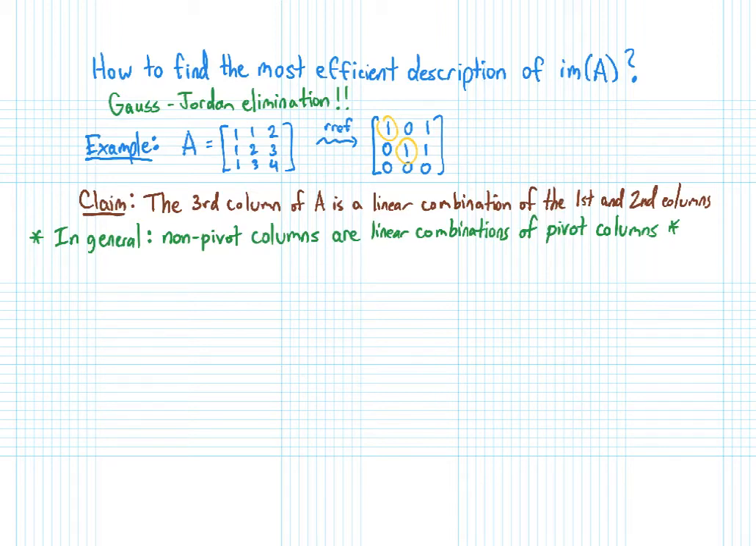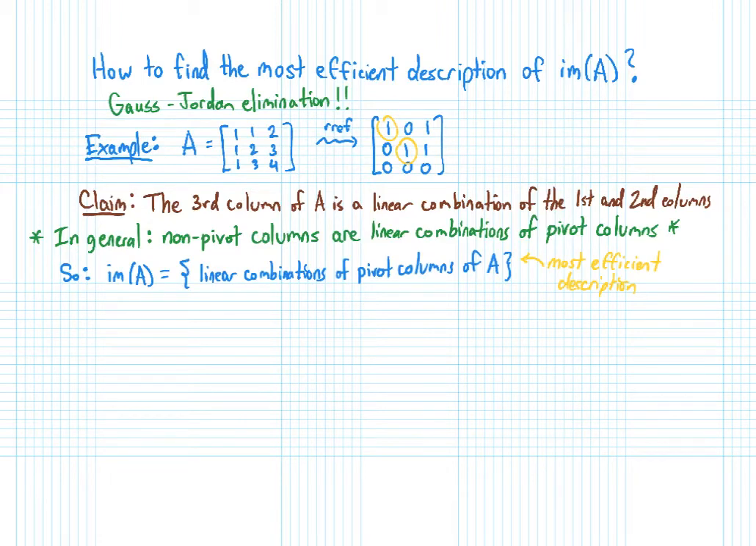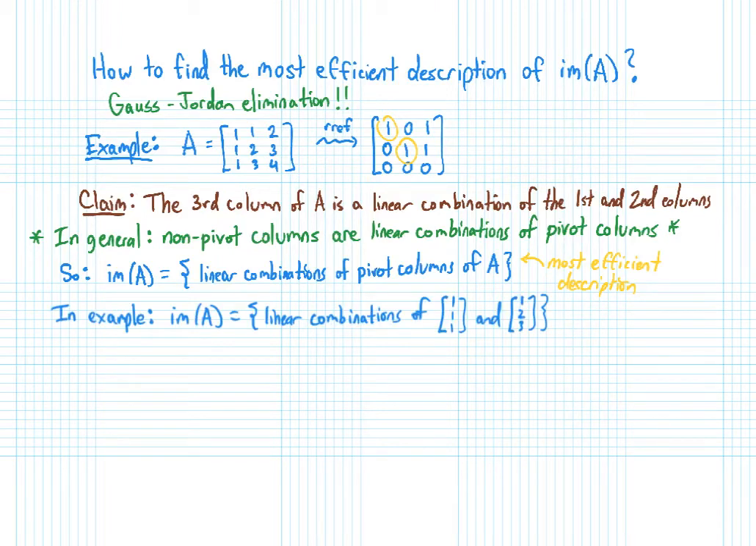So I'll give some explanation in a second so that you can believe that this is actually true. But once you believe it's true, then this gives us a really easy way to get the most efficient description. You don't use all columns of A, you just use the pivot columns. So the image of A is the set of all linear combinations of the pivot columns of A. And this is actually the most efficient description. So in the above example, we would say that the image of A is the set of linear combinations of (1, 1, 1) and (1, 2, 3).